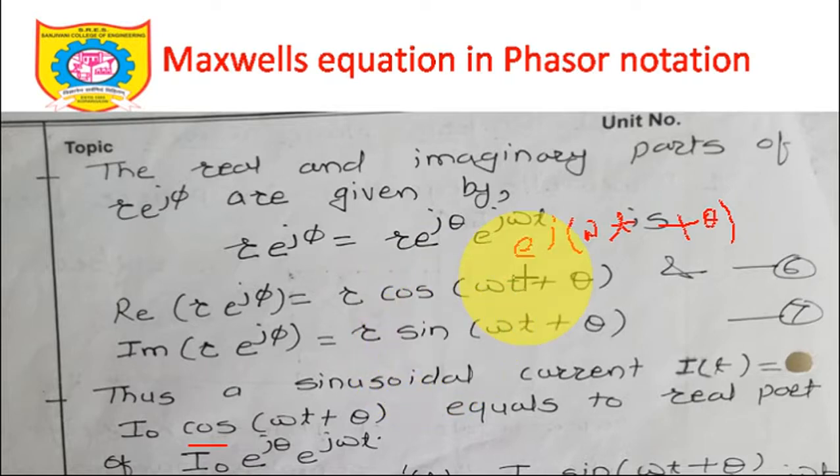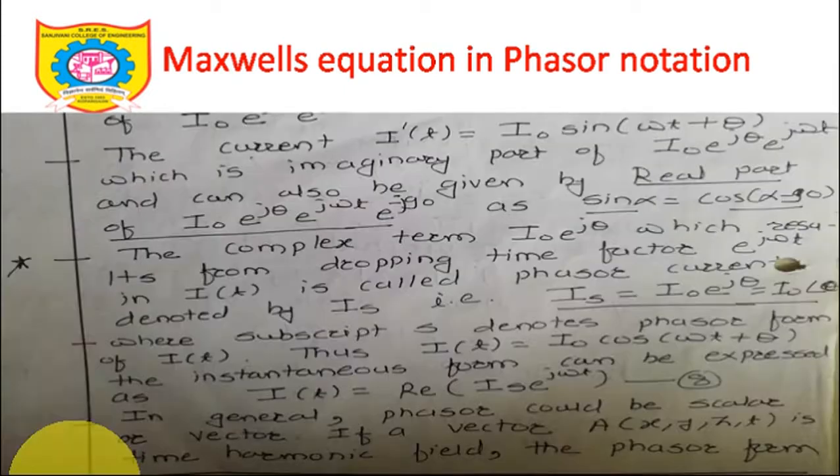If I want to represent e raised to j phi in trigonometric form, so I0 cos of (omega t plus theta) may be equal to, can I write this as the real part of I0 e raised to j theta into e raised to j omega t? You can write I0 e raised to j theta, you take a j common, (theta plus omega t), you can write this as cos of (omega t plus theta) plus j sin of (omega t plus theta). So what will be the real part of this? The real part will definitely come out to be I0 cos of (omega t plus theta). So you can represent this in this particular form.